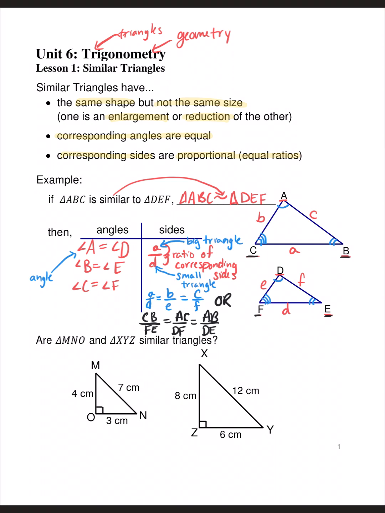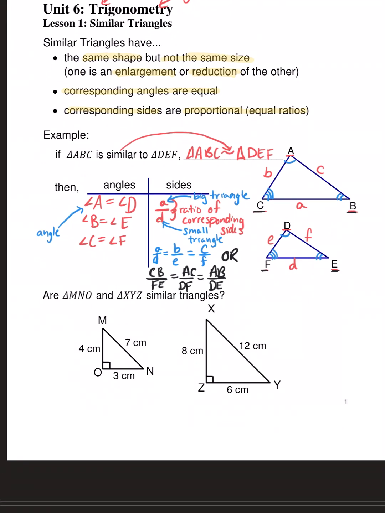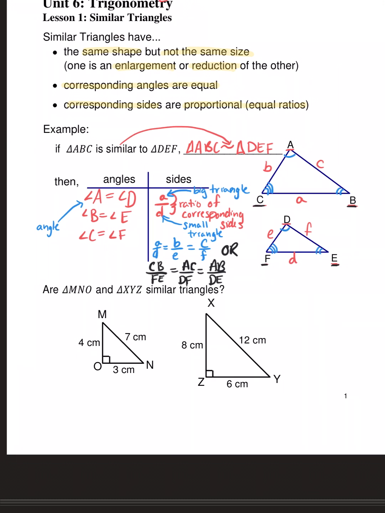in this unit. So the first question we're looking at here is, are triangle MNO and triangle XYZ similar to each other? So remember, what this is saying is that angle M would be equal to angle X, angle N would be equal to angle Y, and angle O would be equal to angle Z, which also means that those opposite sides are corresponding to each other. They should be proportional. So let's check our side ratios to see if they all equal each other.